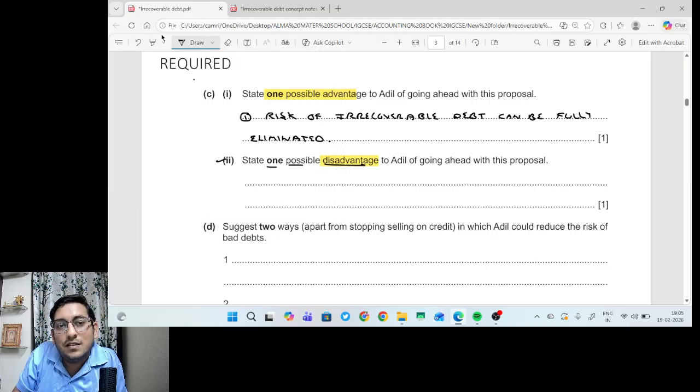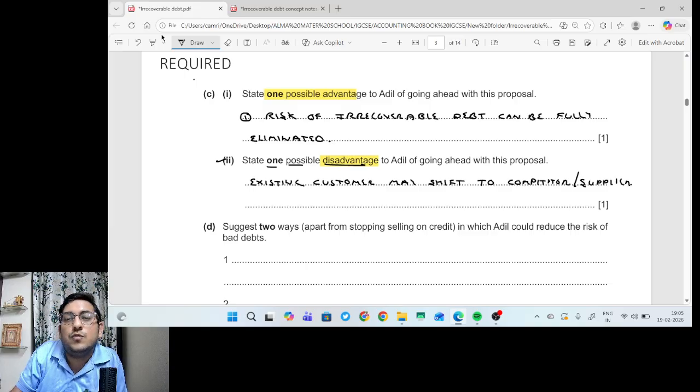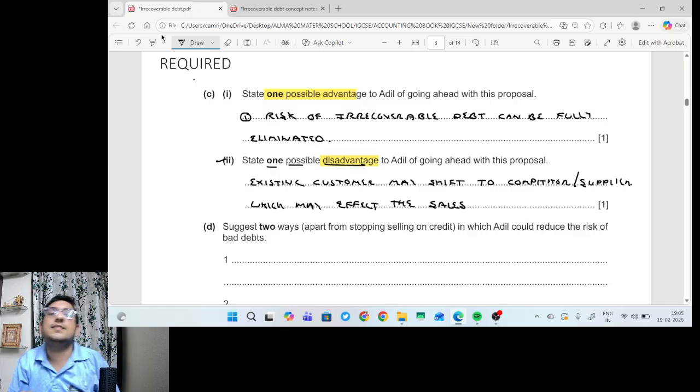So write it down. Existing customers may shift to a competitor, a supplier who is dealing in the same goods, which may affect the sales. This may affect the sales.